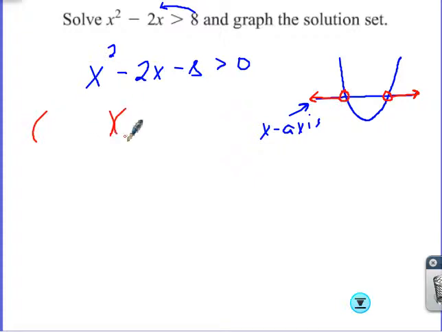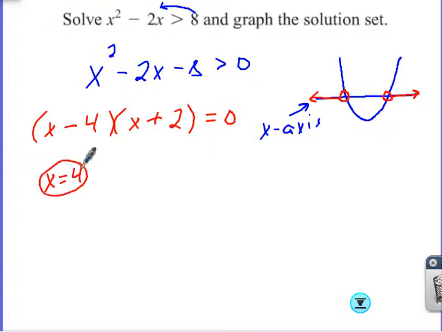We're going to factor, after we set it equal to 0. Multiplies to give me negative 8, adds to give me negative 2. Good. So we got negative 4, positive 2. Set them each equal to 0, you're going to get x equals 4 and x equals negative 2. So this would be my negative 2. This would be my 4.